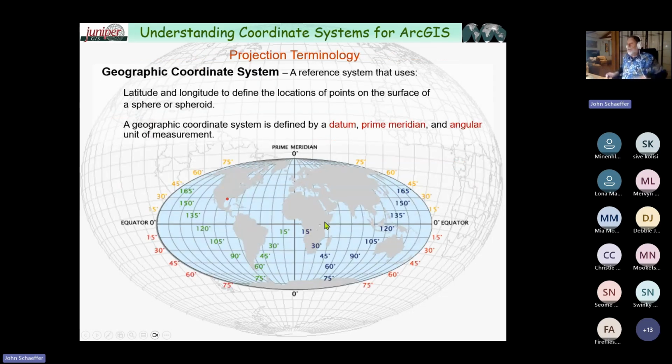So geographic coordinate system, latitude and longitude used to define the location of points on the surface of a sphere or spheroid. A geographic coordinate system is defined by a datum, prime meridian, and angular unit of measurement.